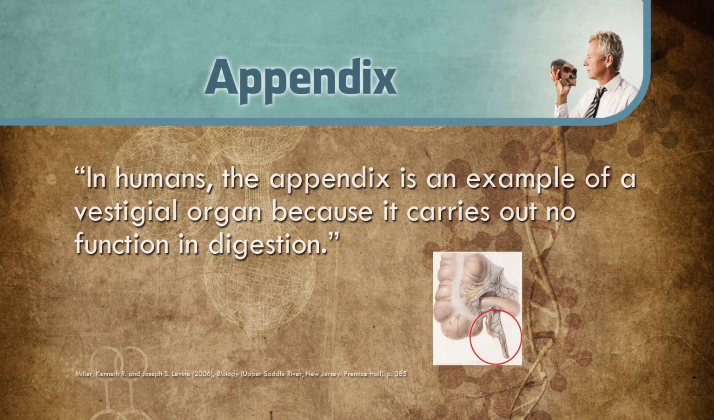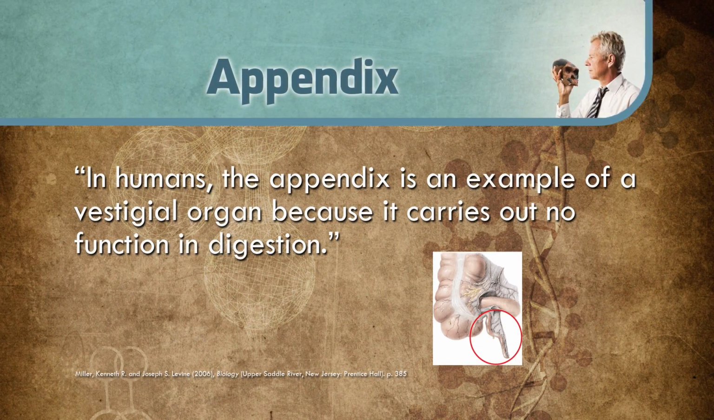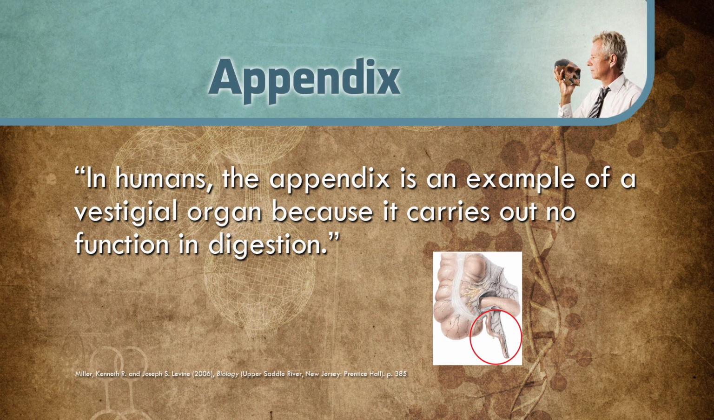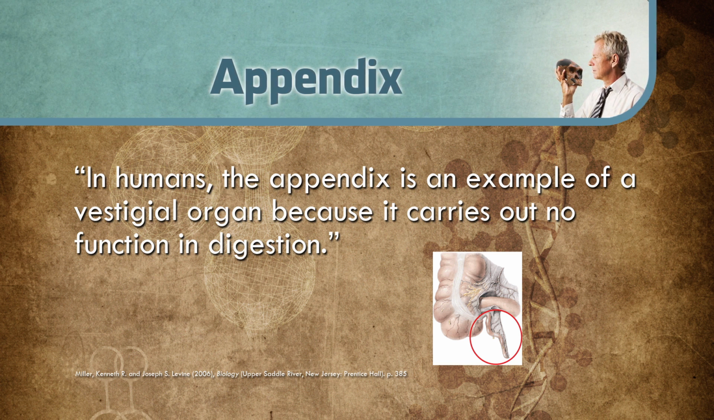The appendix, a very small pouch that hangs off of the end of the large intestine. For several years, scientists didn't know what its use was, so evolutionists consider it to be a vestigial organ. One widely used textbook used in biology classes in its 2006 edition said, "In humans, the appendix is an example of a vestigial organ because it carries out no function in digestion."